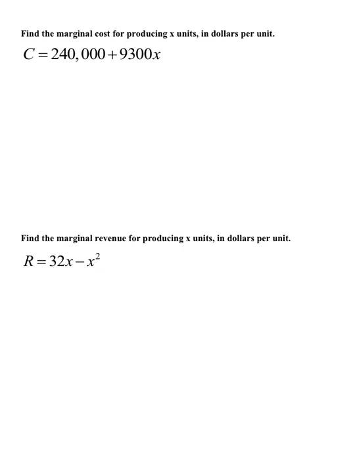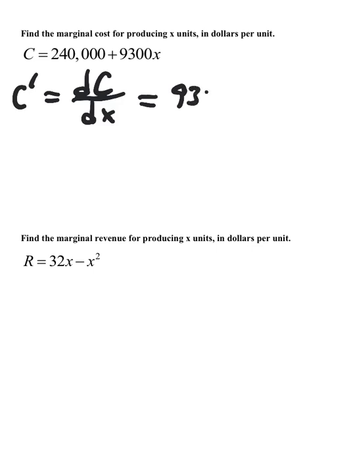You can call this C prime. There's another notation. It's the change in C with respect to the variable in the equation. So that's the change in cost with respect to x, in business terms called marginal cost. It's basically your first derivative. So if you take the derivative of your cost function, you're just going to get 9,300. These are in dollars per unit.